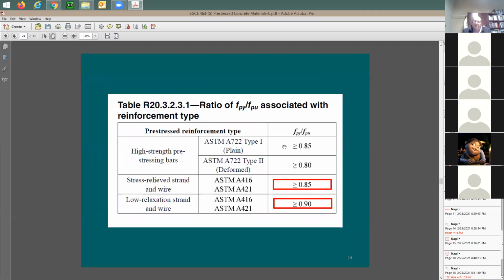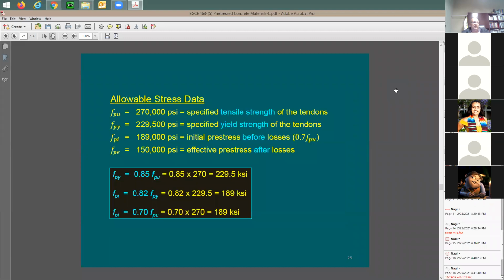Now, there were 3 values that we have discussed in the previous slide set. We said the ultimate strength is 270 KSI. Also, we said F sub PI, which means the stress at the initial pre-stress, is going to be 189 KSI. We said the effective is going to be how much? Anyone recalls? How much was the effective pre-stress? Was it 150,000? Yeah, 150. This is correct. Here are the 3 numbers that we discussed: 270, 189, and 150.